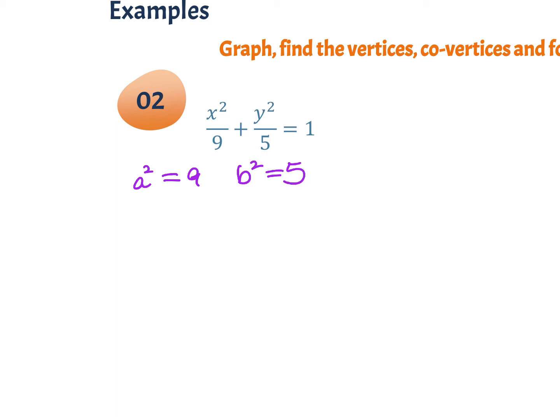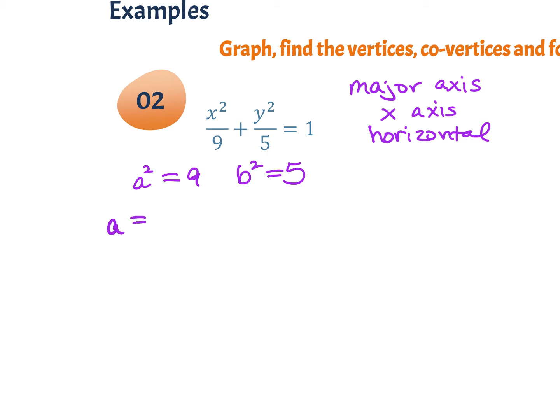My major axis is the x-axis, because that's where the bigger number is underneath. So my graph is going to be horizontal. It's going to be longer from side to side. Now A is equal to the square root of 9, so plus and minus 3. My B is going to be plus and minus the square root of 5. I'm going to leave it in radical form.